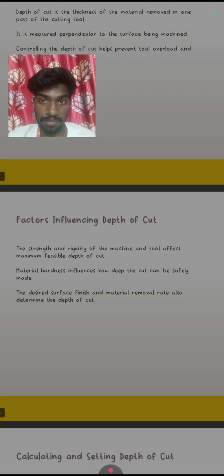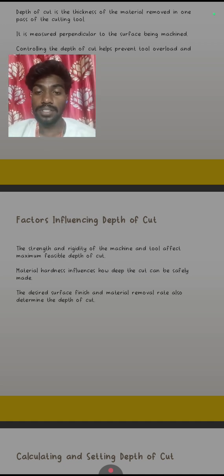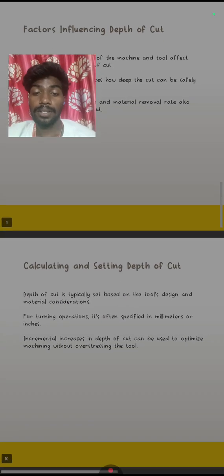Factors influencing depth of cut. The strength and rigidity of the machine and tool affect the maximum possible depth of cut. Material hardness influences how deep the cut can be safely made. The desired surface finish and material removal rate also determine the depth of cut.